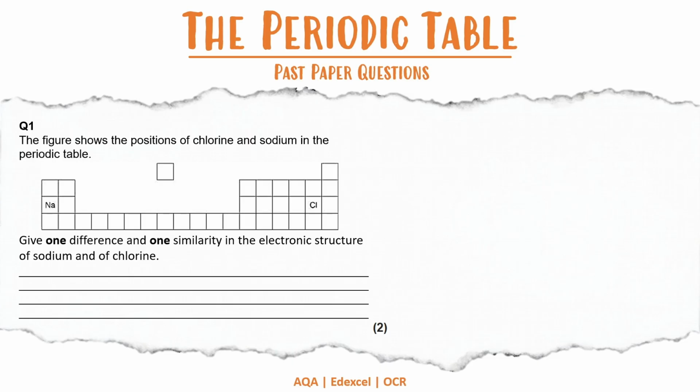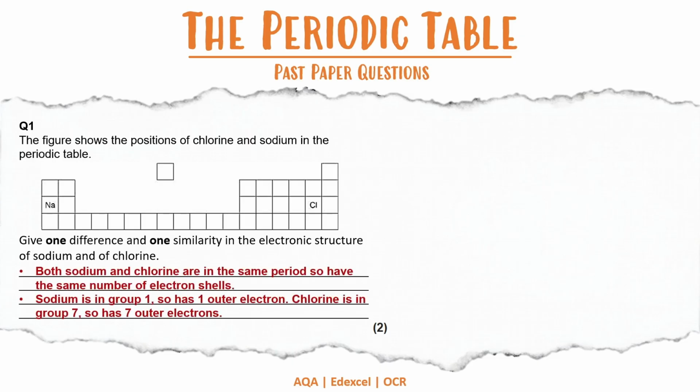Let's see how we've done. Here's the answers. And we can see here from their placement, they're both in the same row, which would indicate that they have the same period, and therefore the same number of electron shells. And then we can also see that they're in different groups, with sodium being group 1, which means 1 outer electron, and chlorine in group 7, indicating 7 outer electrons. But the general idea here is that they're in different groups, therefore different outer shell electrons.